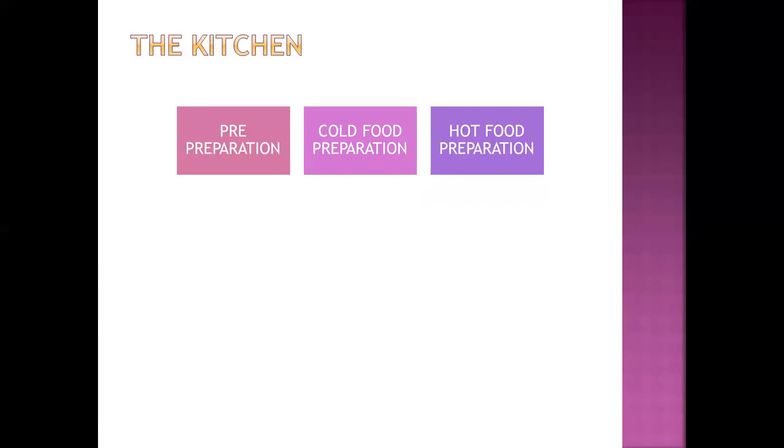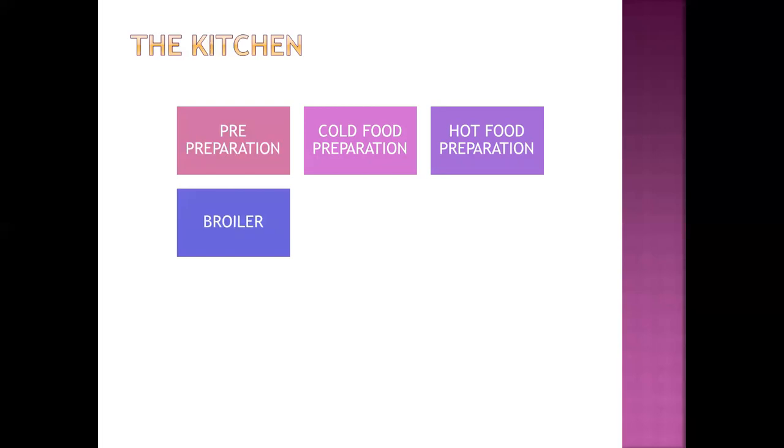Also, workstations within a hot food preparation area may include broiler, fryer, griddle, soup and sauce, and saute stations. To increase the flexibility of this workstation, some of the equipment items can be purchased with quick disconnect hoses and casters so they can be moved when necessary.